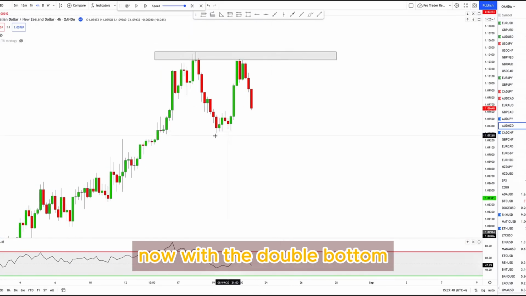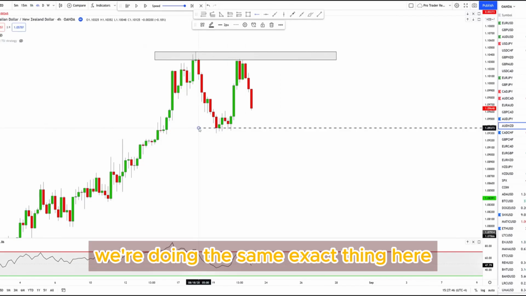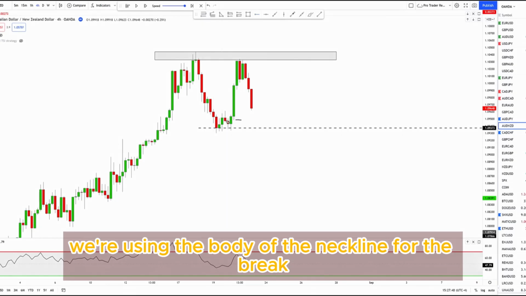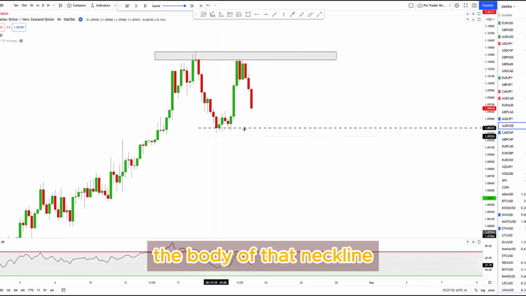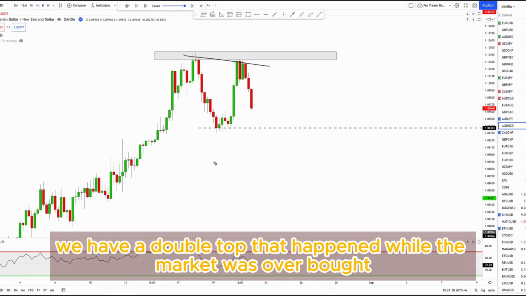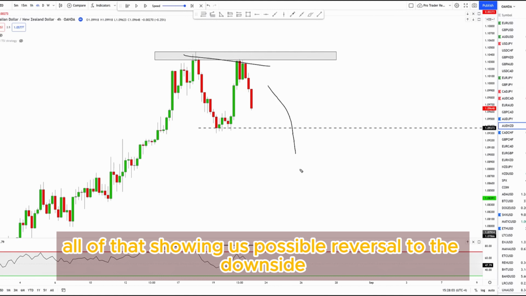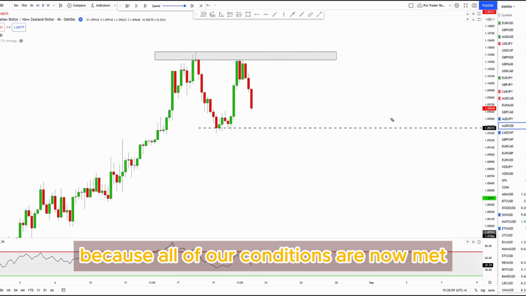Now, with the double bottom, our entry was based on the break of the neckline. We're doing the same exact thing here. We're using the body of the neckline for the break, and we're going to wait for a candle to close below the body of that neckline. So this is going to be our entry. Right now, we have a double top that happened while the market was overbought, all of that showing us possible reversal to the downside.